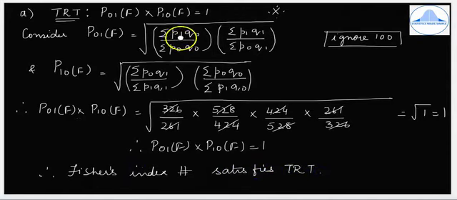So like I already mentioned, 4 marks are for the 4 totals. P01 of F into P10 of F, this condition will carry 1 mark. And then to prove this entire result, it will carry 2 more marks. So totally we have covered up to 7 marks out of 10 marks.